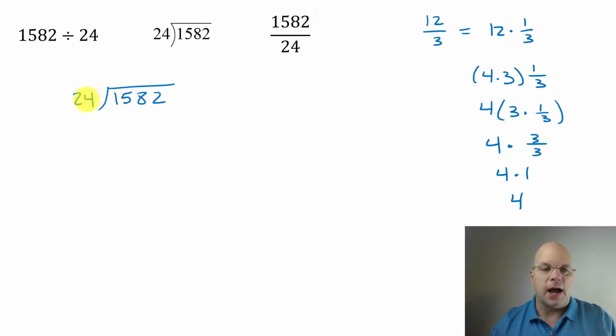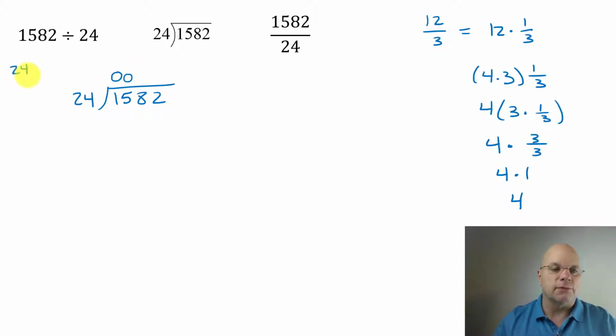Here we start by saying how many 24s are in 1, and of course there are 0 24s in 1. How many 24s are in 15? There are 0 24s in 15. How many 24s are now in 158? Well, if I think about 25, I could get 4 25s in 100 and 2 more 25s in 50. So I'm going to try 6 first.